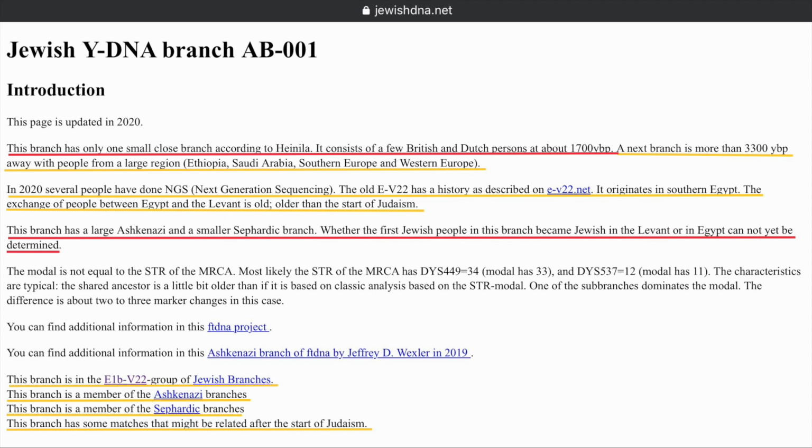It originates in southern Egypt. The exchange of people between Egypt and the Levant is old, older than the start of Judaism. This branch has a large Ashkenazi and a smaller Sephardic branch. Whether the first Jewish people in this branch became Jewish in the Levant or in Egypt cannot yet be determined. This branch is in the E1b-V22 group of Jewish branches. This branch is a member of the Ashkenazi branches. This branch is a member of the Sephardic branches. This branch has some matches that might be related to the start of Judaism.